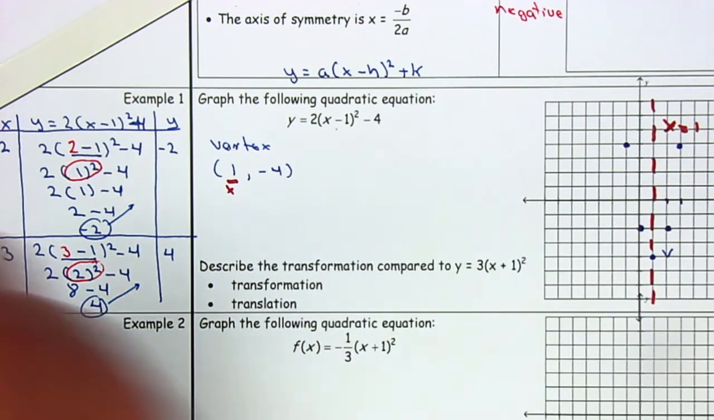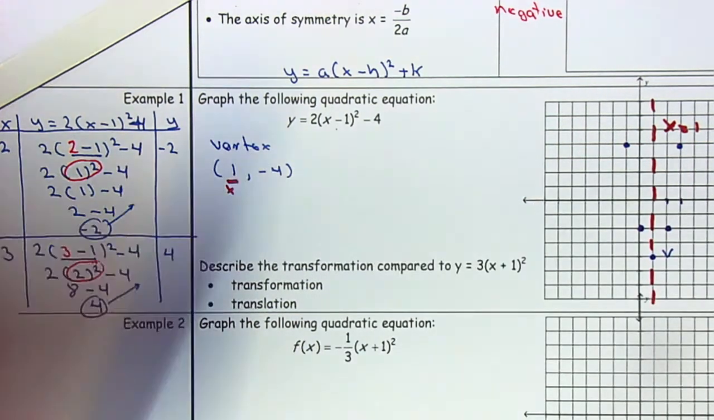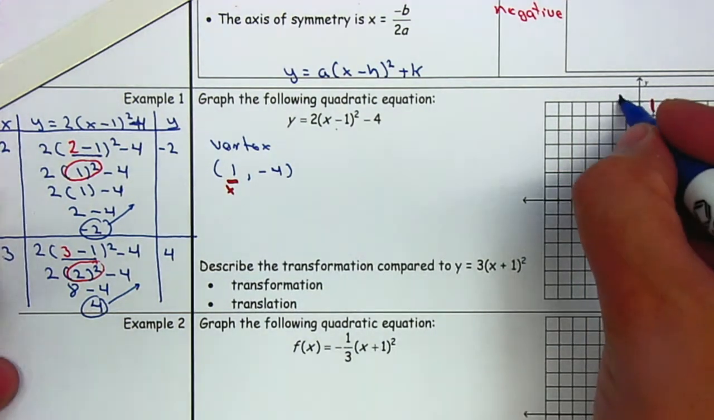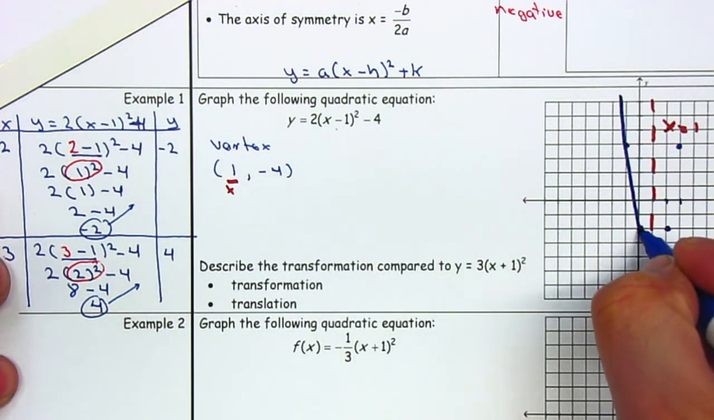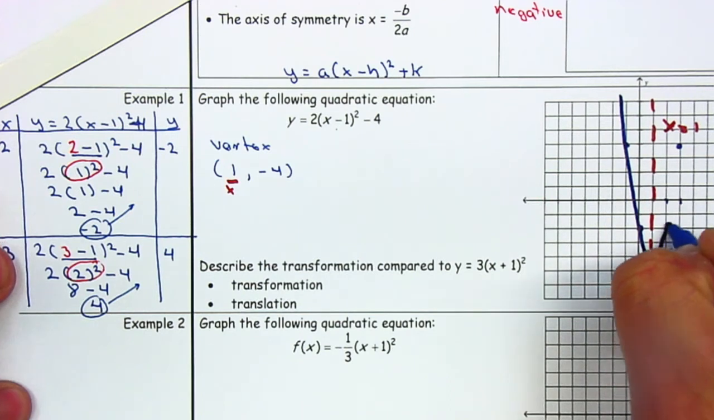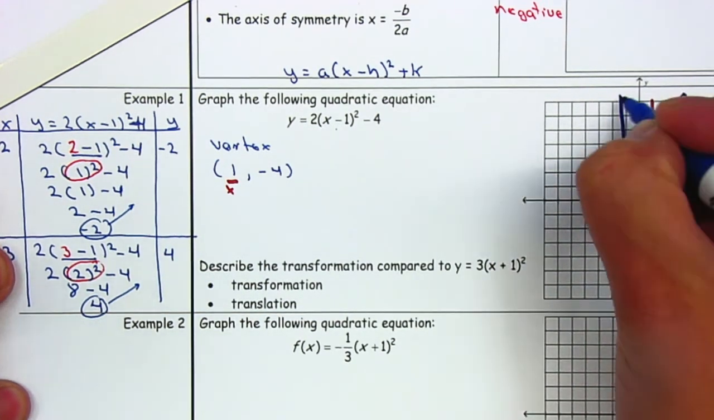From here, I'm going to sketch my graph. Remember, this is not an absolute value, so it has to be rounded on the bottom. It's not a V, it's a U.